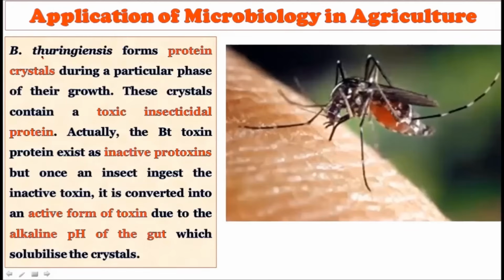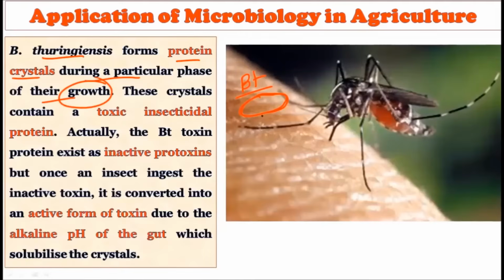Okay, now see, the Bacillus thuringiensis forms the crystals, protein crystals, during a particular phase of its growth. When the Bacillus thuringiensis is growing, this is the bacteria. Okay, what is Bacillus thuringiensis? Bacteria, and you know all the structural features relating to bacteria. We have studied bacteria in detail.